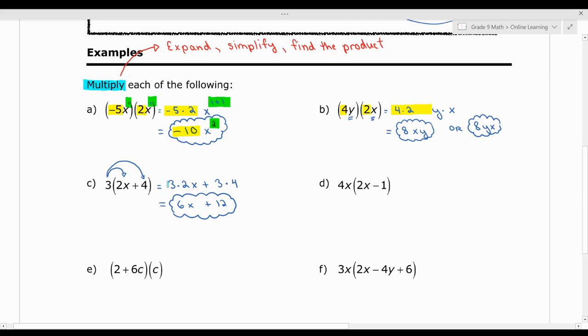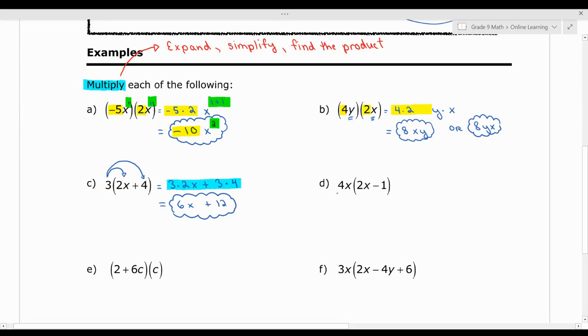And just a reminder, I'm showing this line right here. You don't have to show that though. So if you can go straight from here to here, that's totally fine. All right, but if you like to show the math that's happening, you like to show where the numbers are coming from, go right ahead.